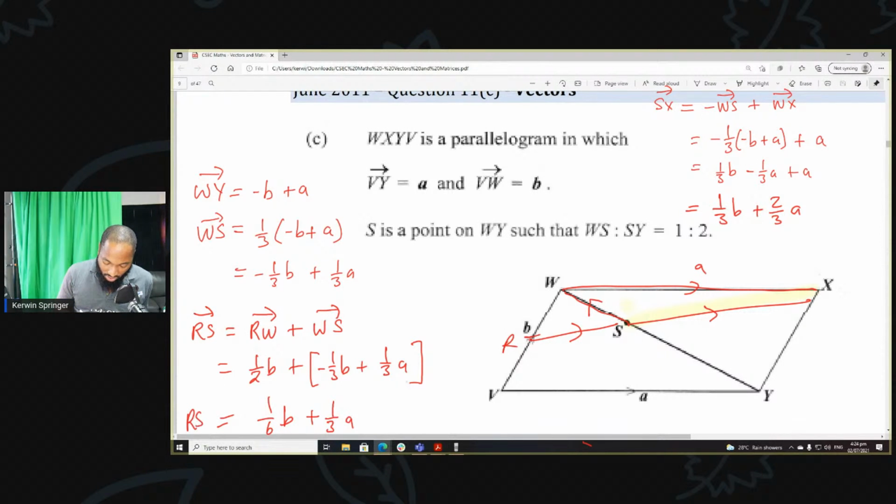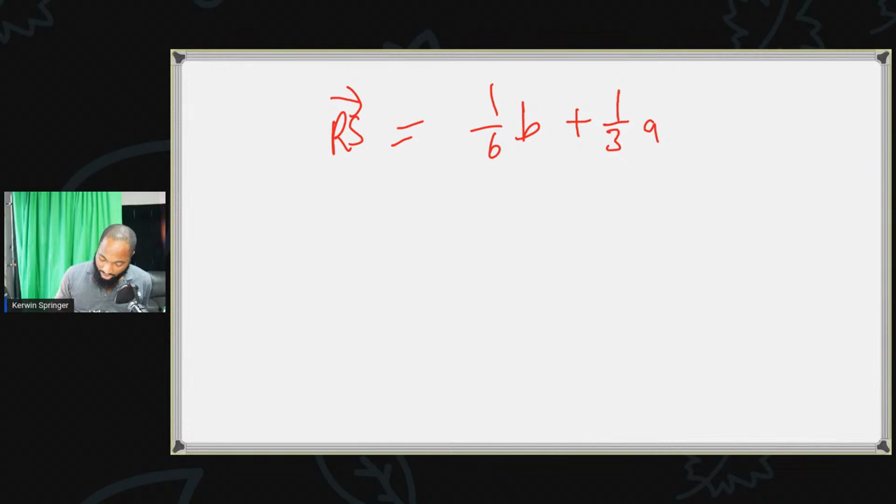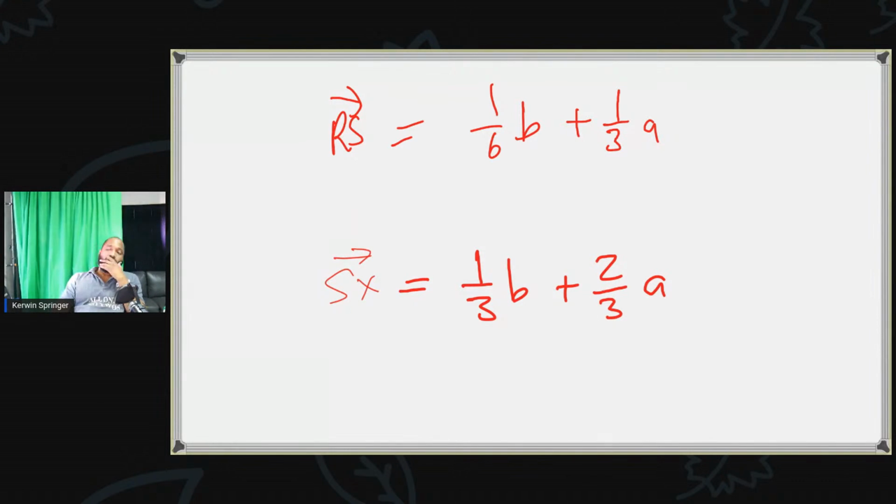You may not be seeing it now. Some of the top students here, some of the big dogs, they're seeing it already. Or maybe you're not seeing it. So let me put it on a fresh, clean sheet of digital paper, and you can examine what's going on there. So that's RS. And over here, we have SX. They say prove that they're collinear, meaning RS and SX are collinear.